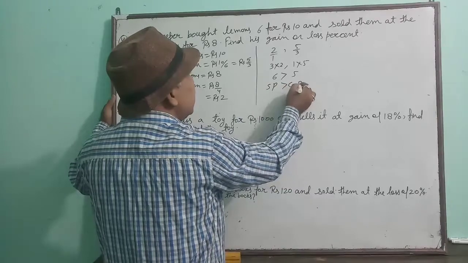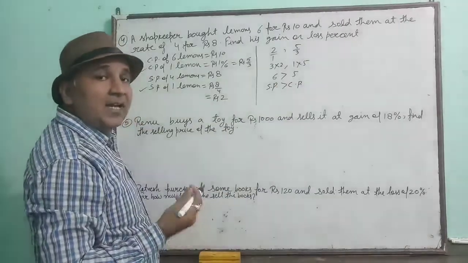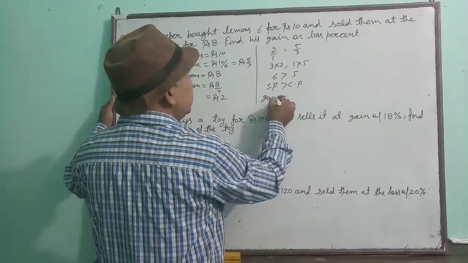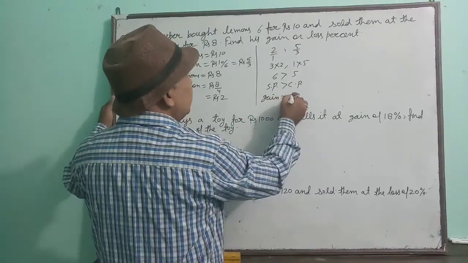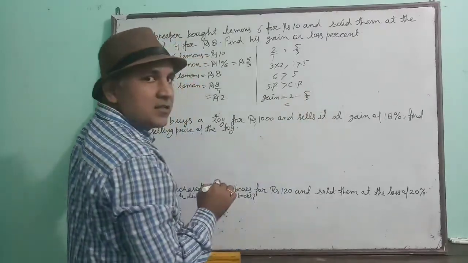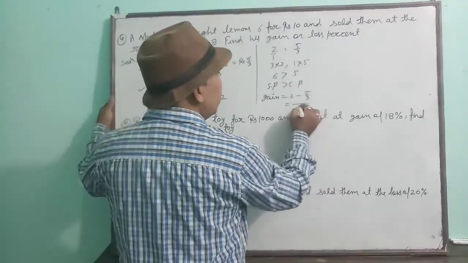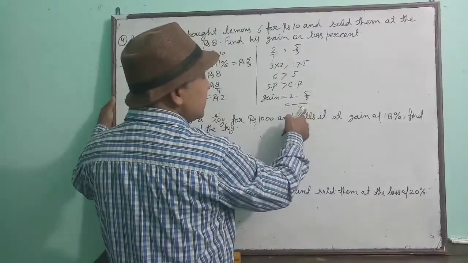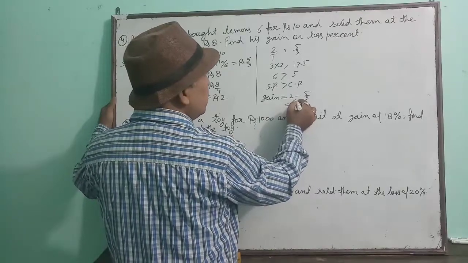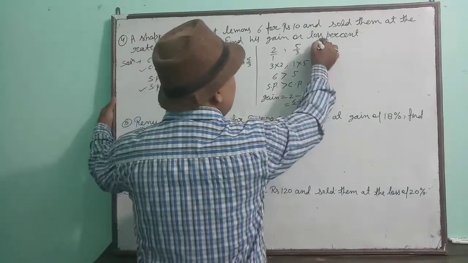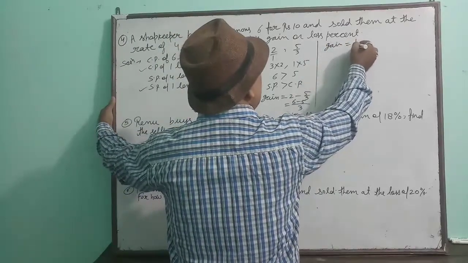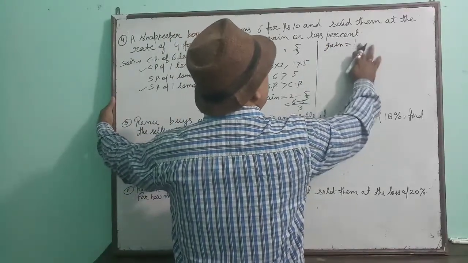selling price is greater than cost price, and we know that if selling price is greater than cost price, then there is gain. So what will be the gain here? Selling price minus cost price. To solve it, we will take the LCM. 3 is the LCM. This 3 will be multiplied by 2. 3 into 2, 6 minus 5. That means gain is equal to 1 by 3 rupees.